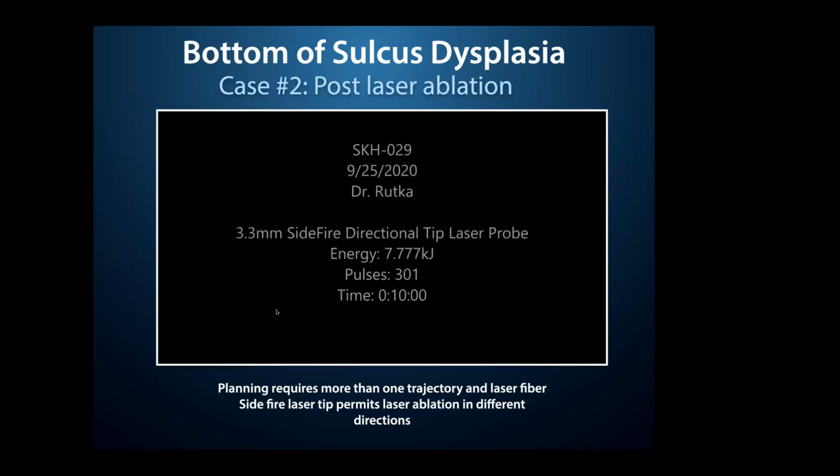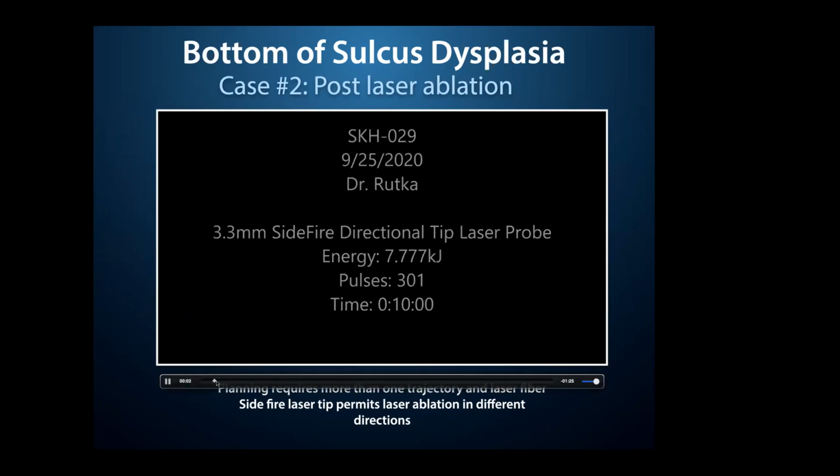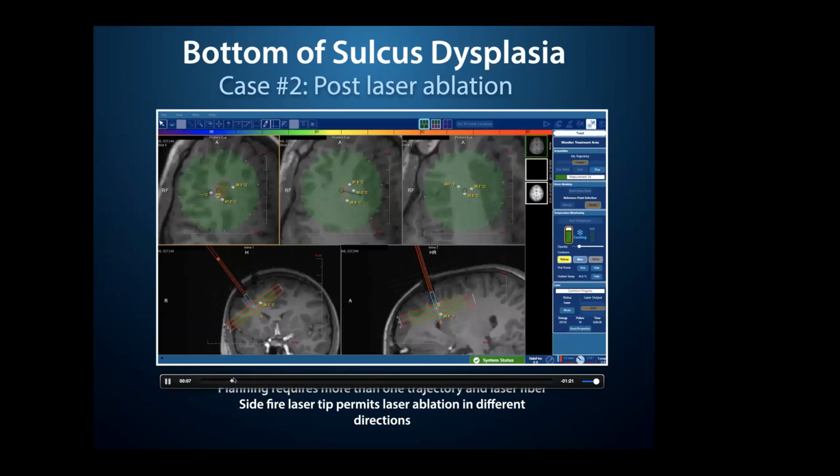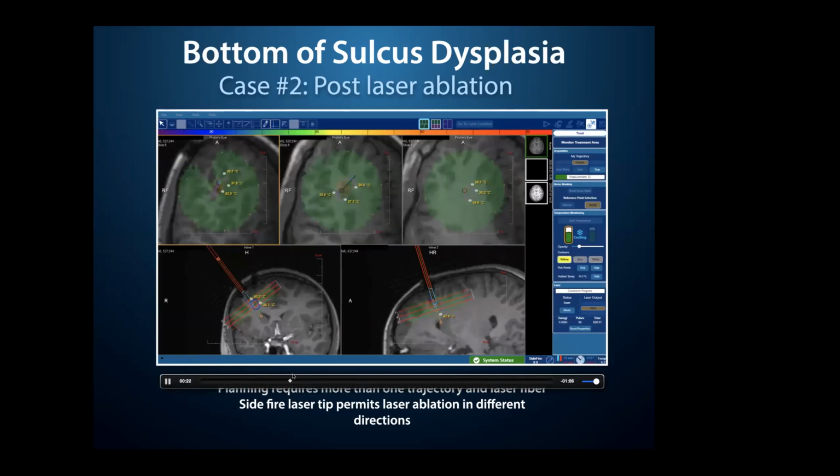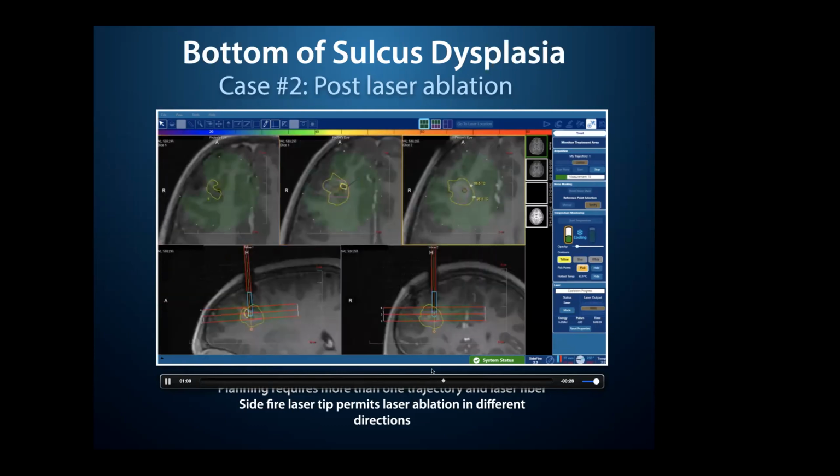This is this particular case, and the video shows yellow on the first trajectory, the bolt that you see there, and I'll just speed it up. And you can see the blue color, yellow turning blue there, which indicates the temperatures are higher, around 46 and higher centigrade. And then the second trajectory is over here, about a minute here. And so now we're using the second trajectory on the other side of the sulcus to be sure that we get the entire bottom of sulcus dysplasia as is shown here.